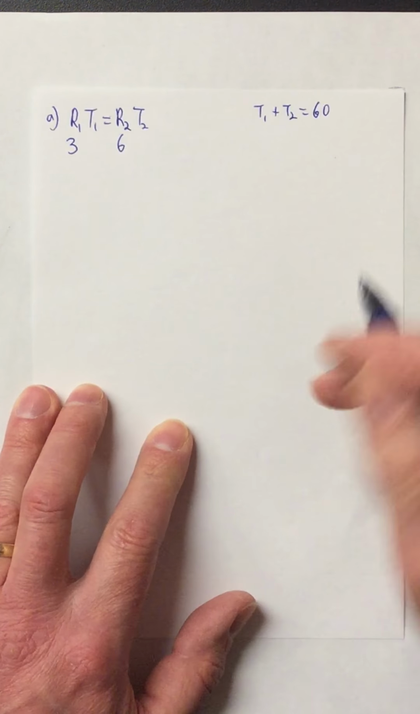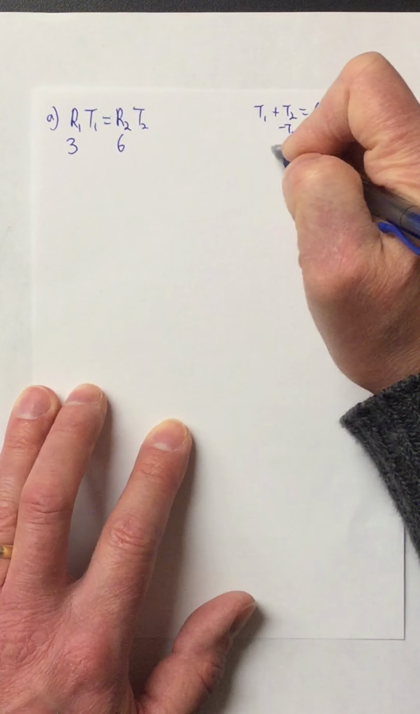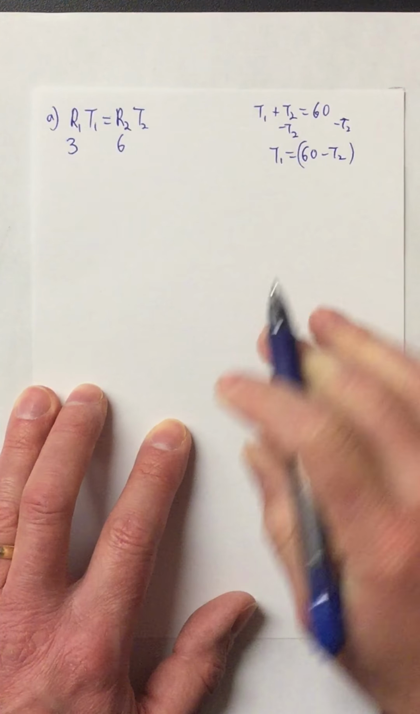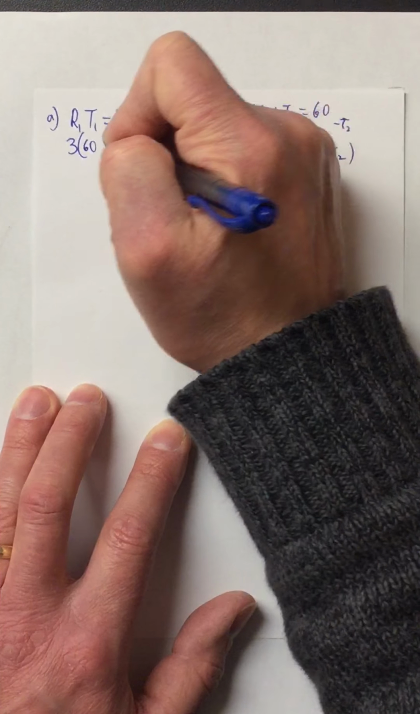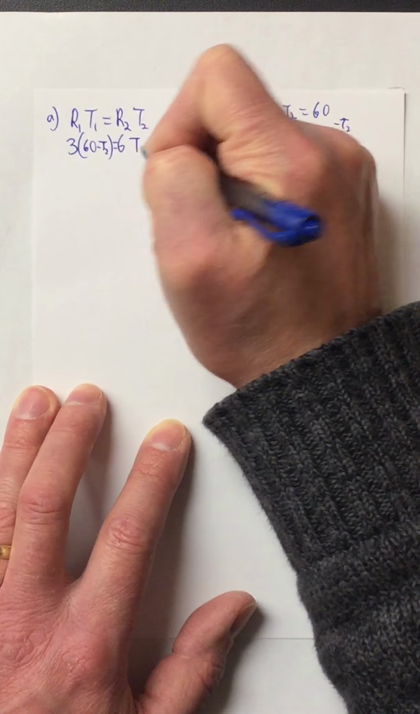So we got to work with that one a little bit. Let's subtract the second one, as you do it that way. So T1 is equal to 60 minus T2, and substitute that in. So I'll put that in there as 60 minus T2 in parentheses equals 6T.